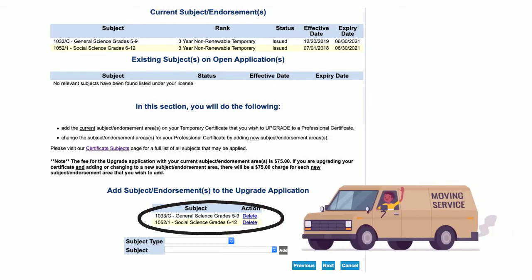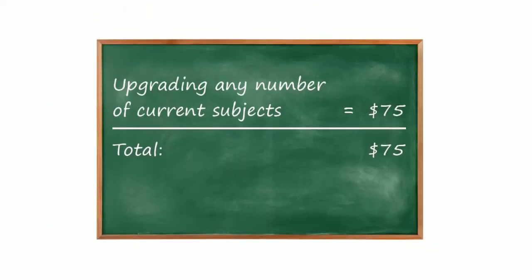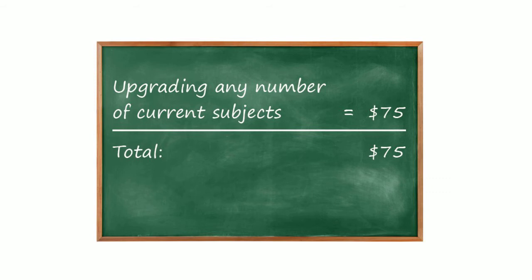As you can see, we've now added both subjects from the temporary certificate. It may help to think of this as moving subjects from your temporary certificate to your professional certificate. If the subject is not listed here, it will not appear on your professional certificate. The key to getting the most for your money is to remember that all coverages you wish to move from your temporary certificate to your professional certificate should be added now. That's because no matter how many current subjects or endorsements you move to your professional certificate, they are part of your upgrade and will be covered by your $75 upgrade application fee.